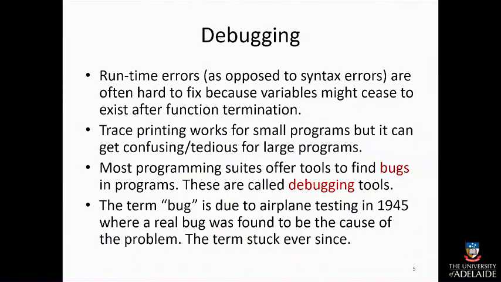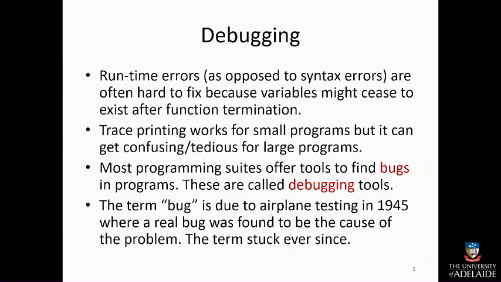So runtime errors, as opposed to syntax errors, are often hard to fix because variables might cease to exist after function termination. Like if you do not write these print statements there, then you won't find out what actually happened while you were running the program. And apart from that, this trace printing works for small programs, but it may get confusing for you if you have a large program. Right? So most programming suites offer tools to find bugs in the programs.